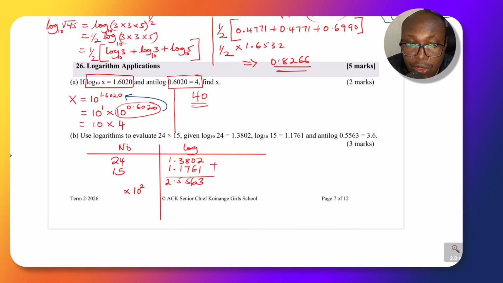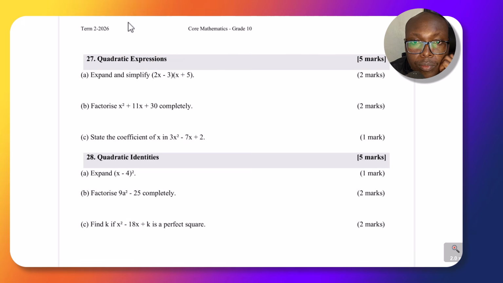Then the anti-log, and this is what we are given. The anti-log of 0.5563 is given here. That is why it is given. It is given as 3.6. So when you get this product, this will be the solution, and this is the same as 3.6 times 100, and this gives 360 as the solution.